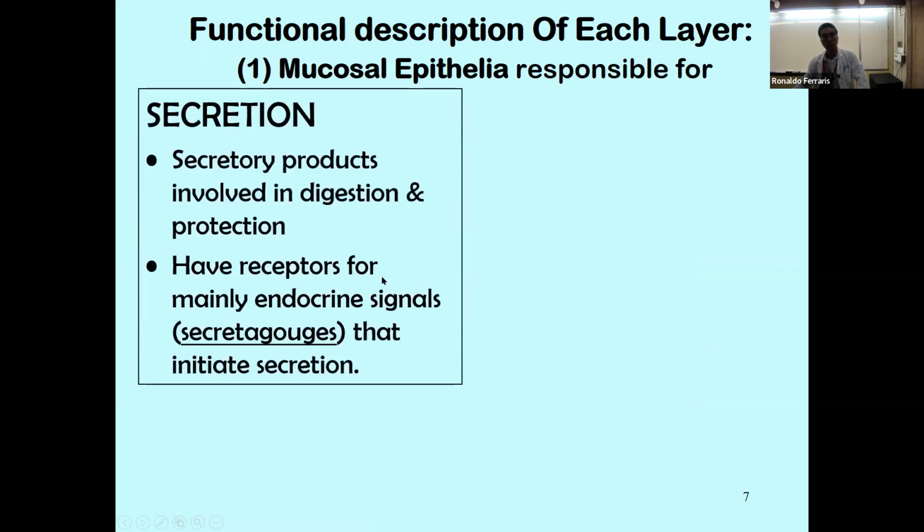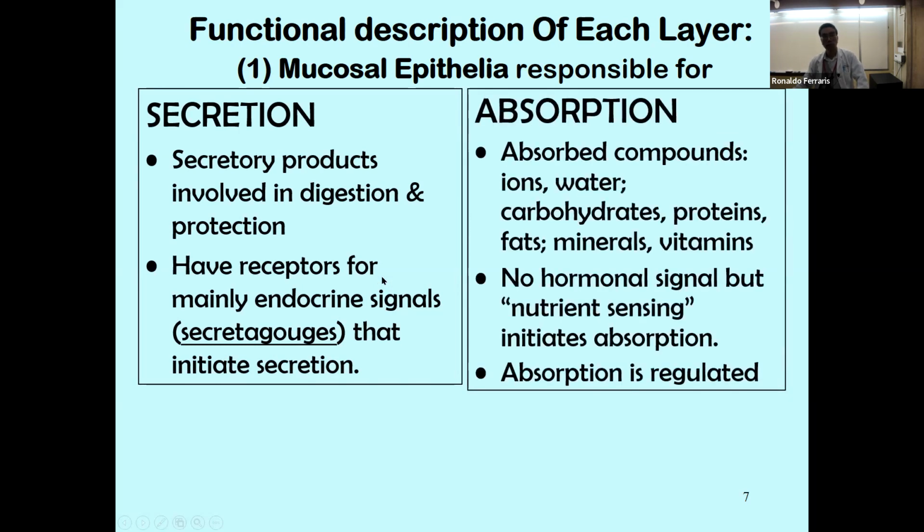So let me introduce each layer. The mucosal epithelia is really where most of the action is. They're responsible for almost all secretion processes, so they make secretory products. They're involved in digestion and protecting the GI tract. They have receptors mainly in the basolateral side for endocrine signals that would initiate the process of secretion. They also do the work of absorbing nutrients.